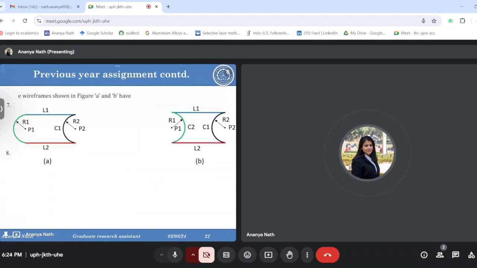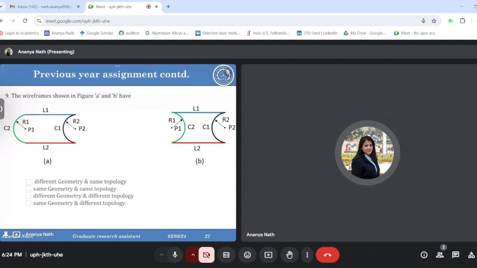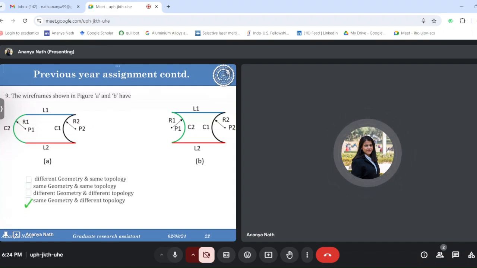Then the wireframe shown in figure A and B. Their geometry is the same, but the topology is different, because geometry is defined by the lengths L1, L2, which are the same for both the cases, and R1, R2, the radius, is again the same for both the cases. But the topology is how this is optimized and how this is looking. So look-wise, the topology is different.